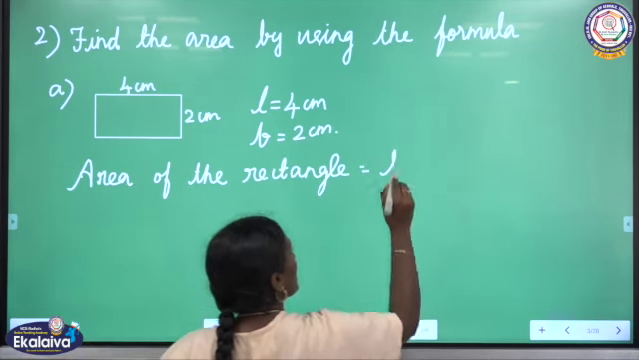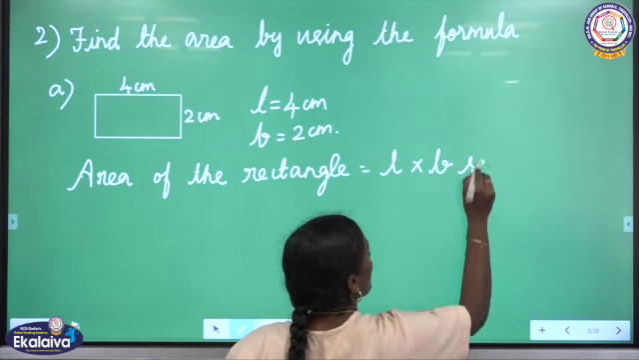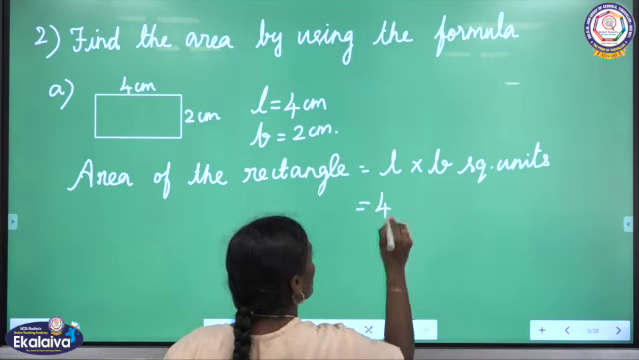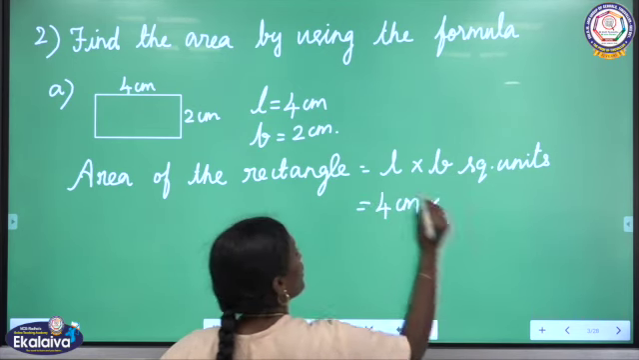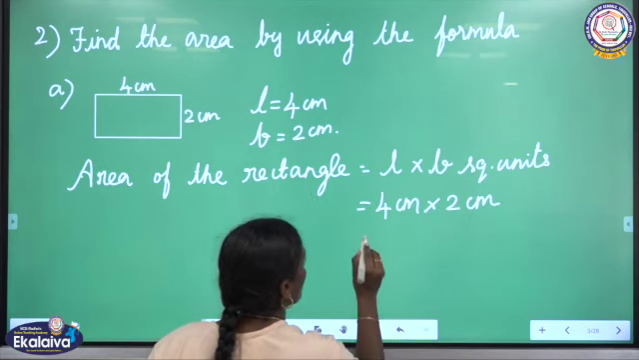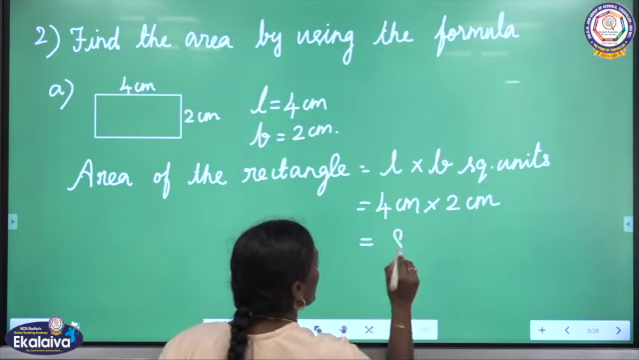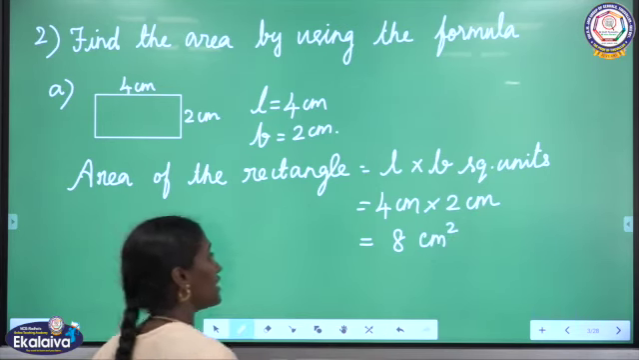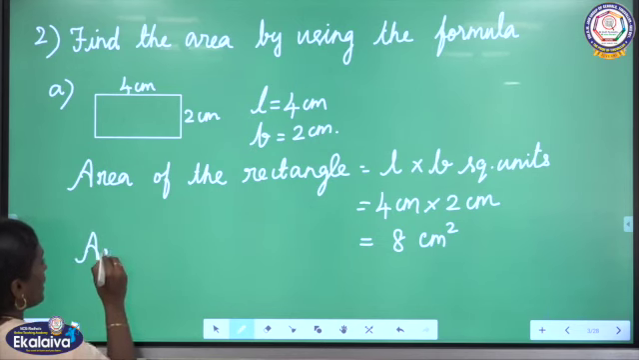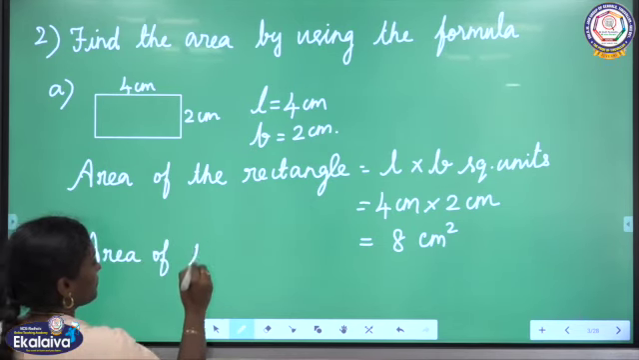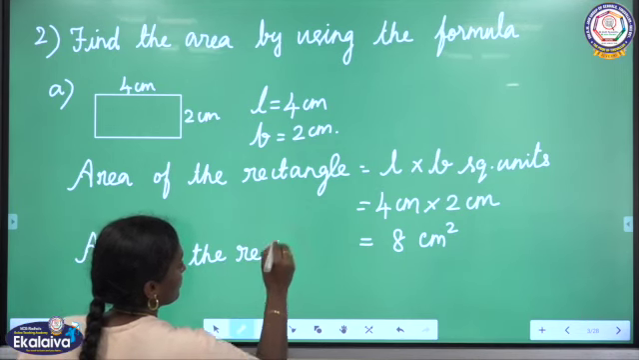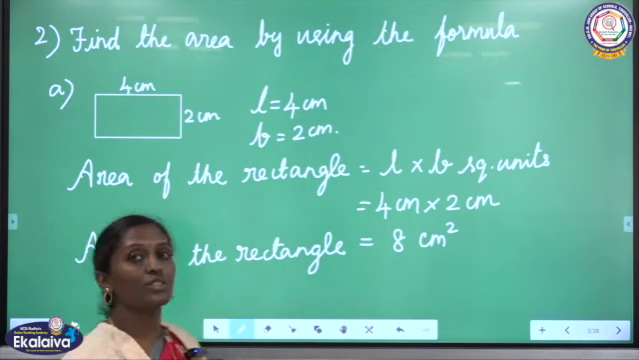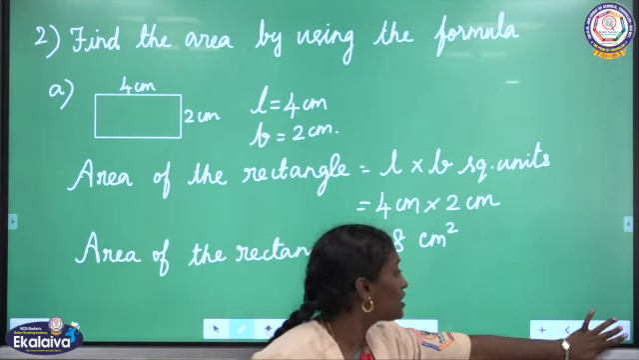What is the formula? Length into breadth square units. Here length is 4 centimeter and breadth is 2 centimeter. Now we have to multiply the numbers. 4 2s are 8 centimeter into centimeter, centimeter squared. So 8 centimeter square. This is the area of the rectangle. Is it clear, children? This is the formula to find the area of the rectangle, length into breadth square units.